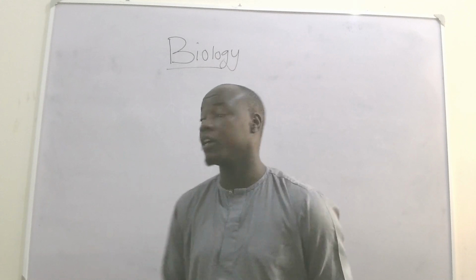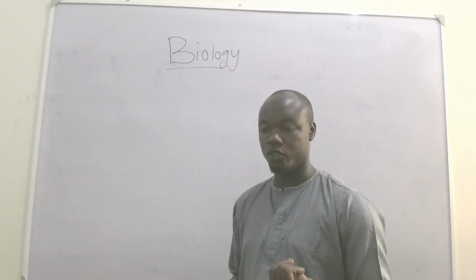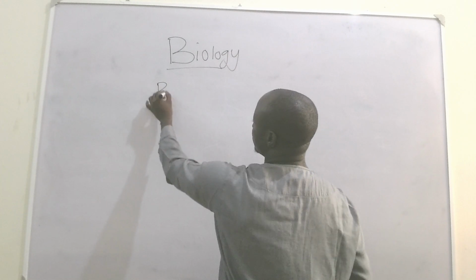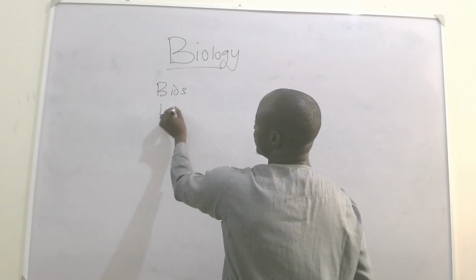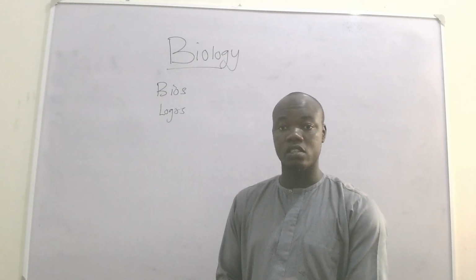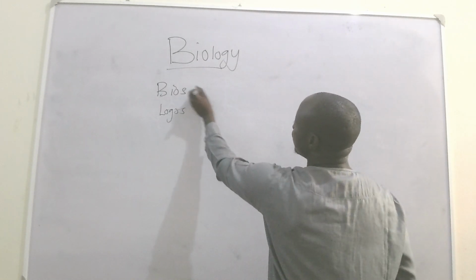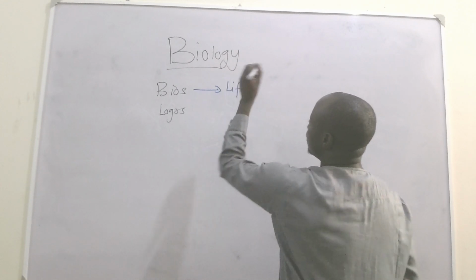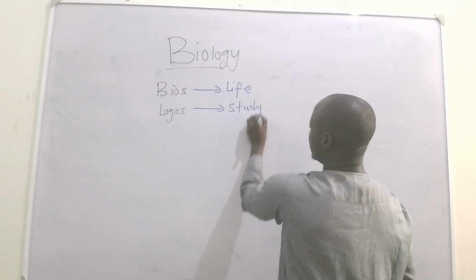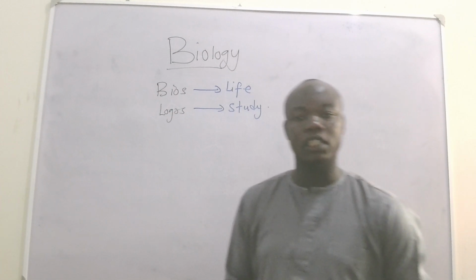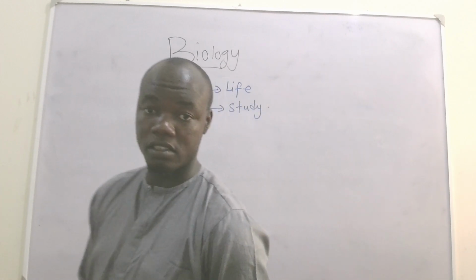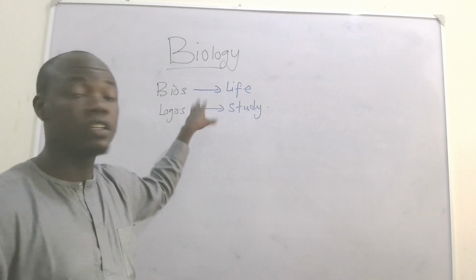What is biology? Biology is a word that can be fragmented into two: bios and logos. Bios means life. Logos means story. So in a simple way, when we say biology, it means the story of life. It's one of the branches of science that study life.